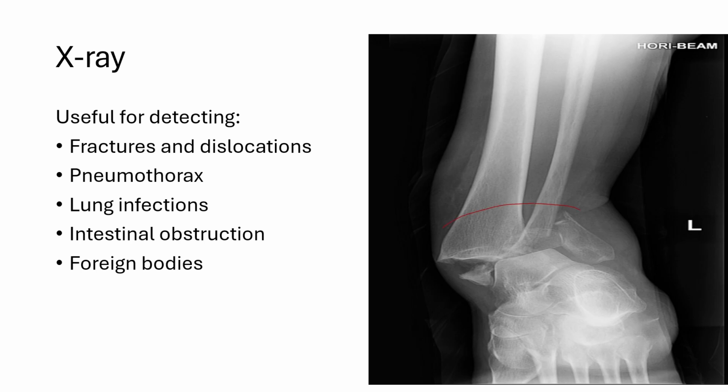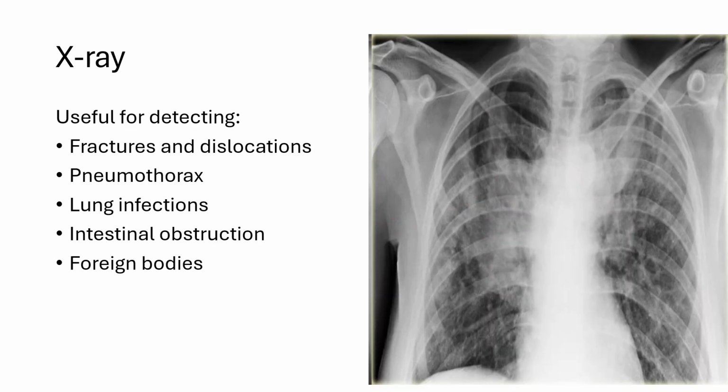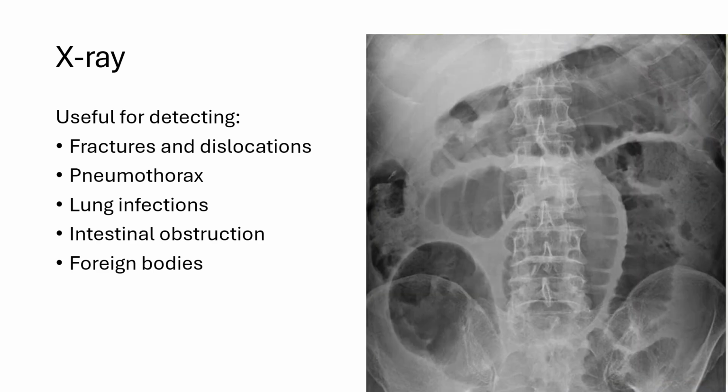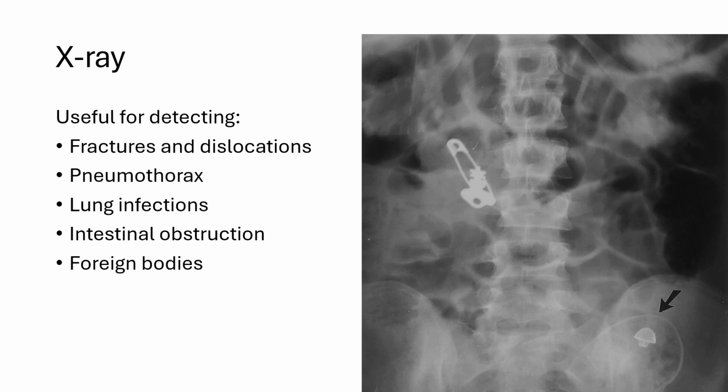We can see here, this is the fracture and dislocation of the ankle. This is the pneumothorax. We can see here the visceral pleural line, and this is the air within the pleural space. This is a lung infection seen as a consolidation. This is the intestinal obstruction. Dilated bowel loops can be seen. And now the foreign body within the abdominal cavity, we can see the foreign body.